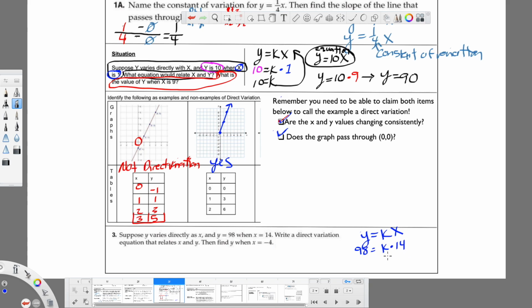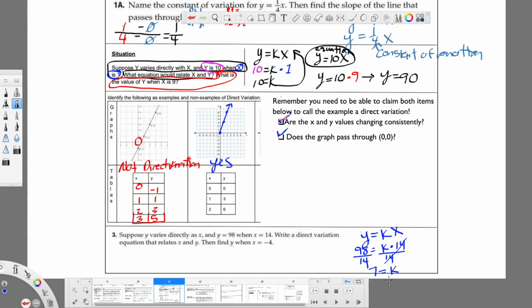So we're multiplying by 14. I'm going to divide by 14 on both sides. 14 divided by 14 cancels. And we have 98 divided by 14. Let's see, what's 98 divided by 14? Oh, 7. So that goes in evenly. So we end up with 7 equals k. So this is our constant of variation.